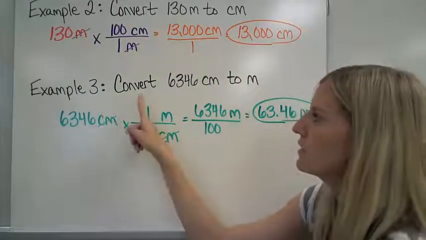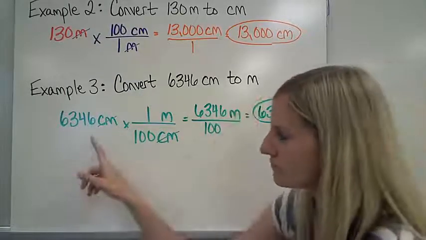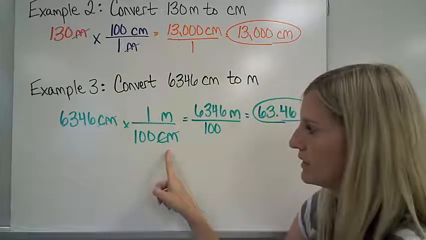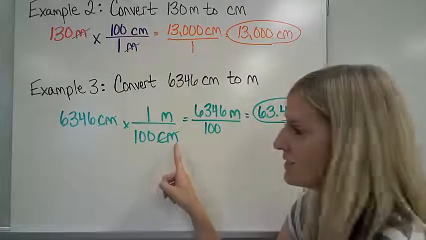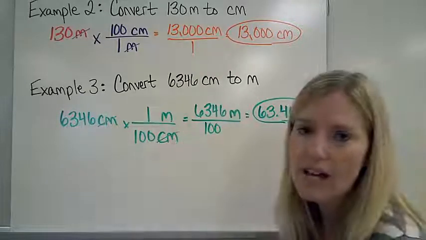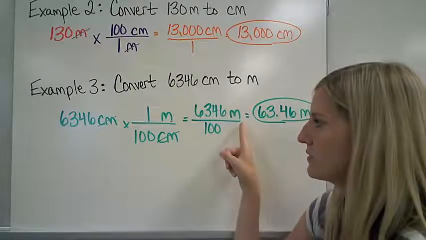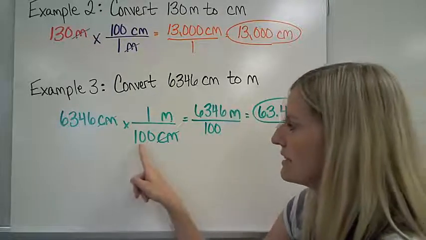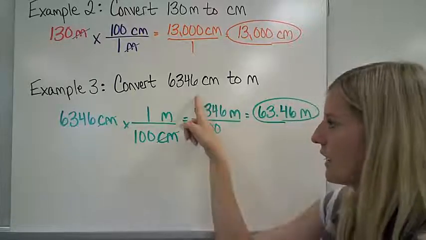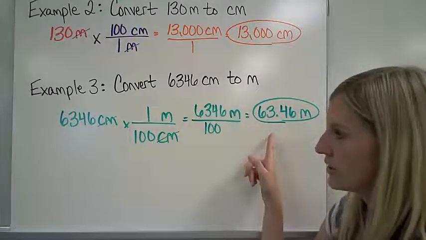Example 3. Convert 6,346 centimeters to meters. I rewrote my original measurement and I multiplied it by a conversion factor. I made sure that centimeters were on the bottom so that they would cancel. Meters is on the top. 6,346 times 1 is 6,346, divided by whatever's on the bottom, which is 100. So I divide those two to get 63.46 meters.